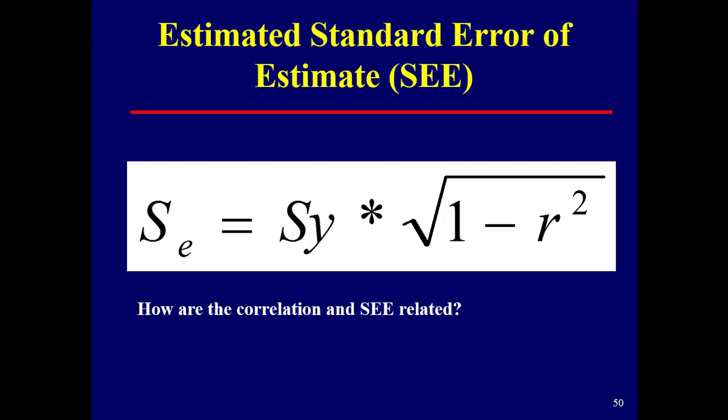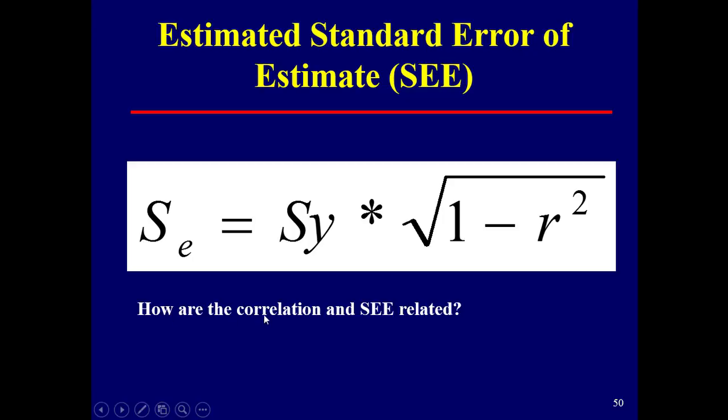Now we can come up with a number for the standard error of the estimate by using this equation. This is the estimated standard error of the estimate, and you take the standard deviation of the y-scores, we already know how to find that, it comes out of our calculator. We multiply that by the square root of 1 minus the coefficient of determination. So the SEE, which is also abbreviated S sub E, is equal to the standard deviation of the y-scores times the square root of 1 minus the coefficient of determination.